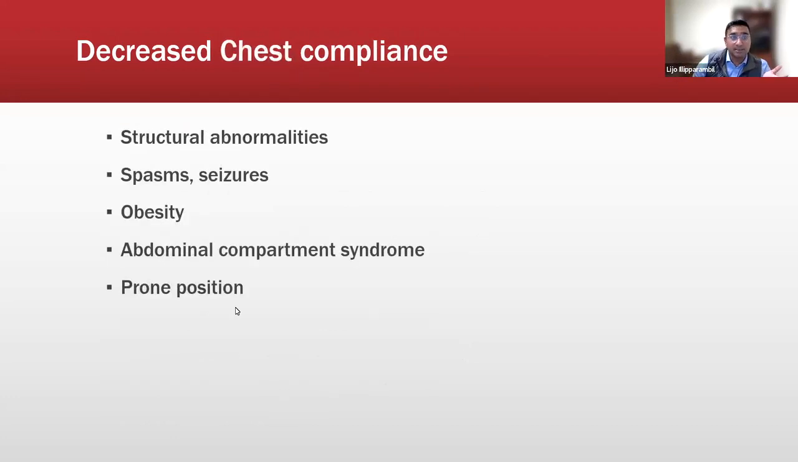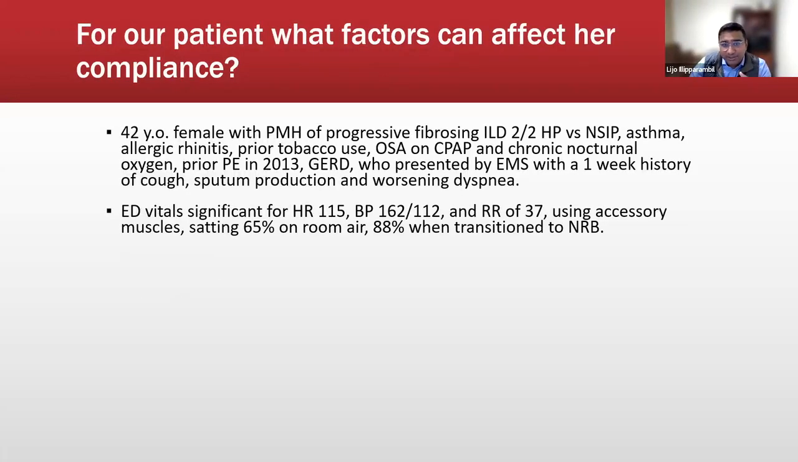Things that cause decreased chest wall compliance are structural abnormalities. So really, kyphosis and scoliosis, severe enough to cause your lungs to be restricted. Spasms and seizures, for obvious reasons. Obesity can be a relative sarcopenia with the increased weight, which can actually cause your chest wall compliance to come down. Abdominal compartment syndrome. The compartment syndromes are well known for decreasing chest compliance because they don't allow the musculature of the chest to behave normally. And prone position, right? If you think about it, you took the bucket handle out of the equation from the prone position.